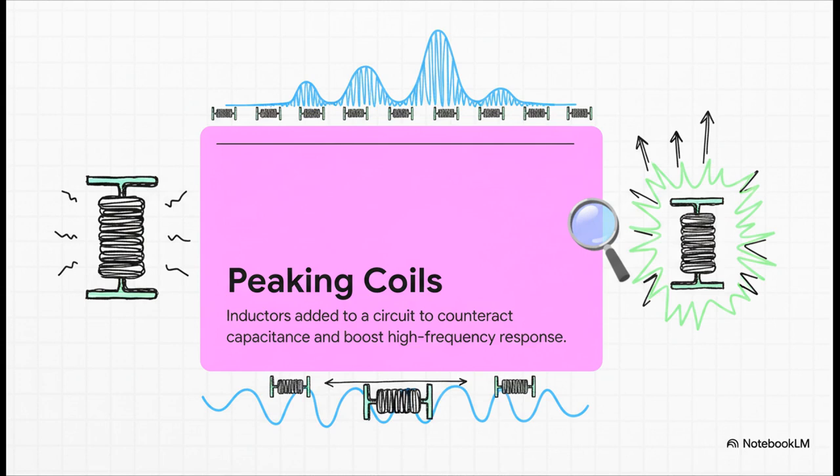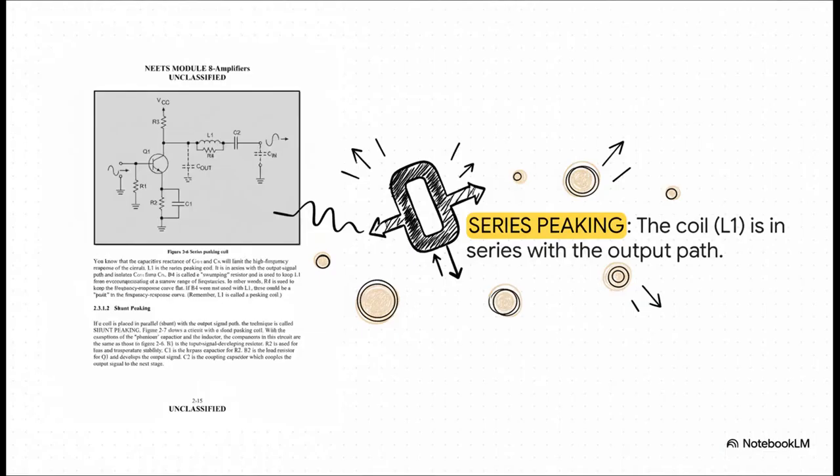So remember how we said inductors are the total opposite of capacitors? Well, we can use that to our advantage. It's like fighting fire with fire. By adding these little inductors, these coils, into the circuit in just the right spots, we can counteract the bad effects of the capacitance. We can actually use them to boost the high-frequency response, right where it would normally start to fail.